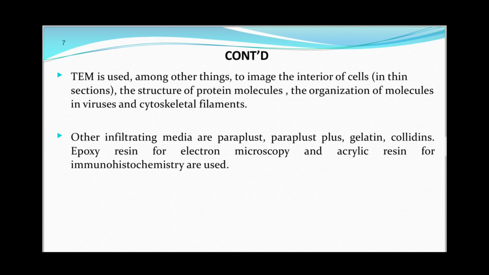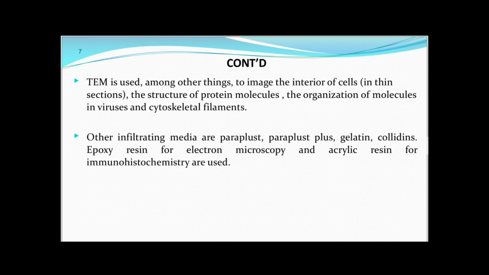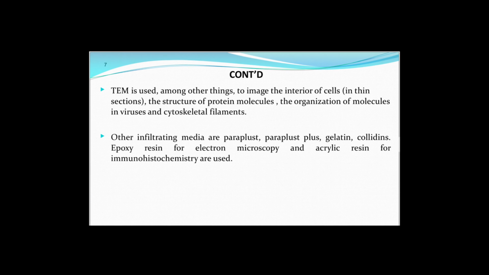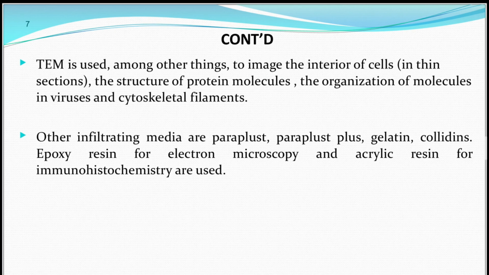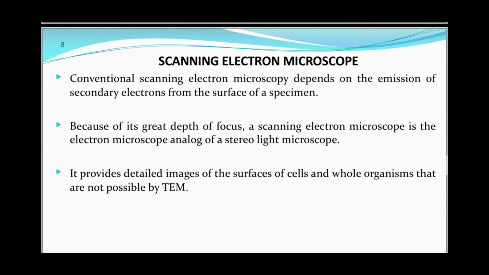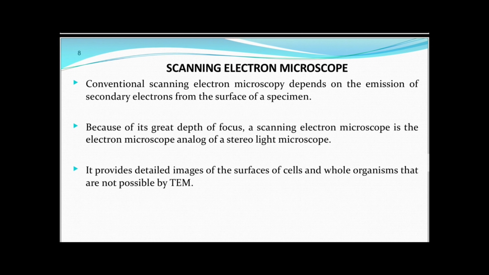The transmission electron microscope is used, among other things, to image the interior of cells in thin sections, then the structure of protein molecules, also the organization of molecules in viruses and cytoskeletal filaments. Other infiltrating media are the paraplast, the gelatin, collidines, the epoxy resin for electron microscopy, and the acrylic resin for immunohistochemistry. The scanning electron microscope is another type of electron microscope.